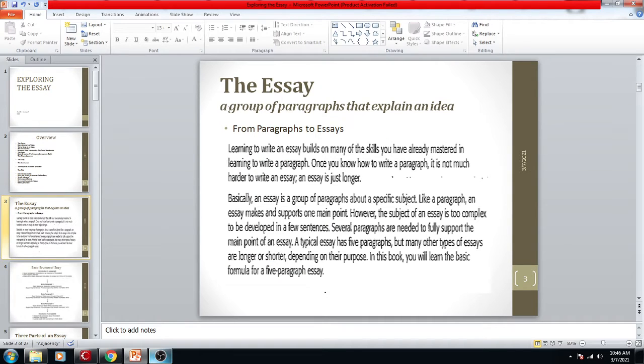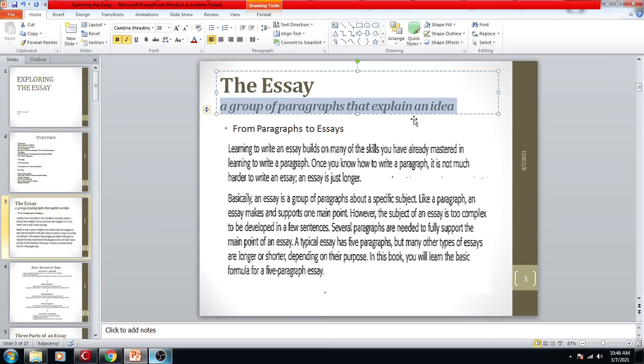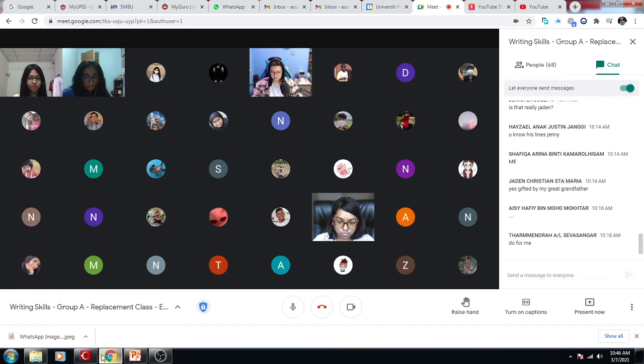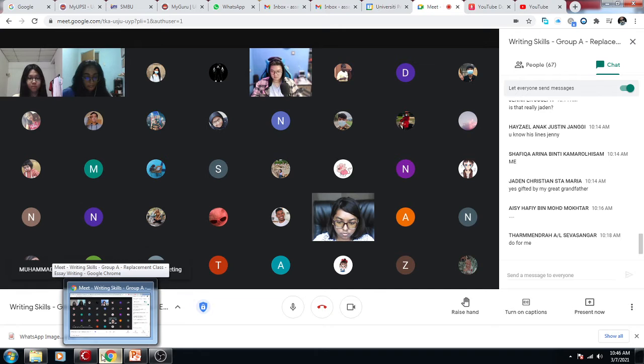The essay, a group of paragraphs that explain an idea. A simple, quick, short definition. The essay is a group of paragraphs that explain an idea. And so the basic building blocks of an essay are paragraphs. With the exception of the first paragraph, the introductory paragraph, the rest of the essay is almost the same as any standalone paragraph.